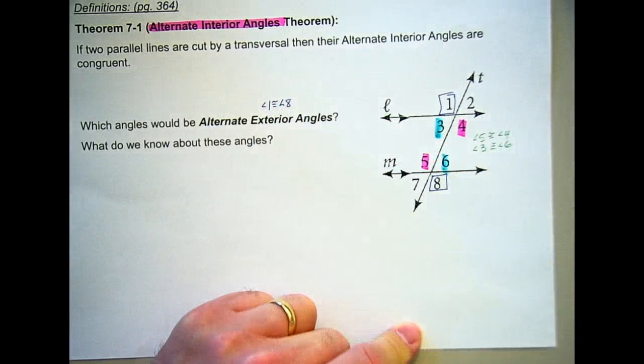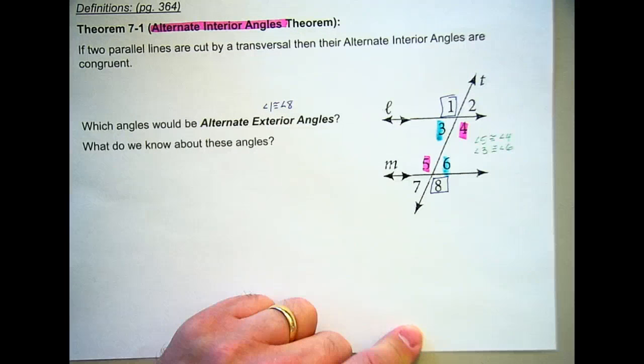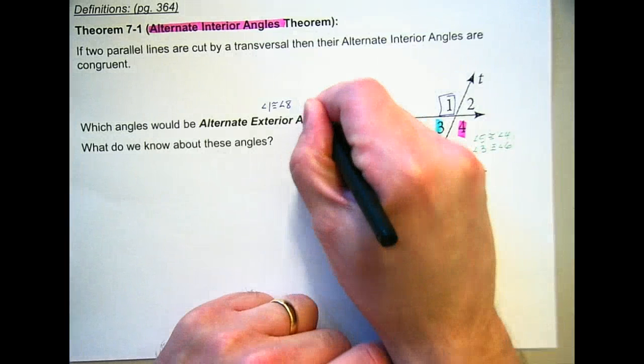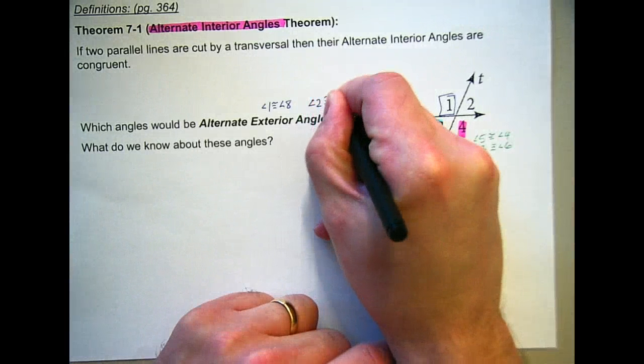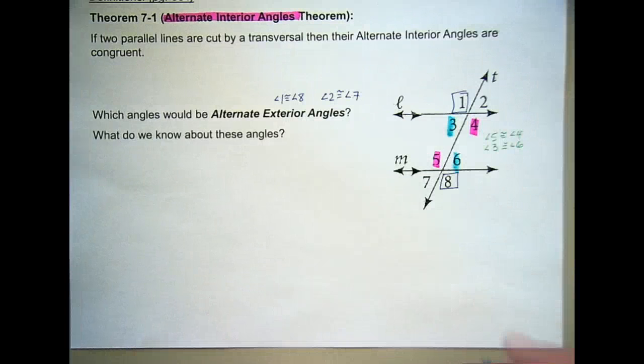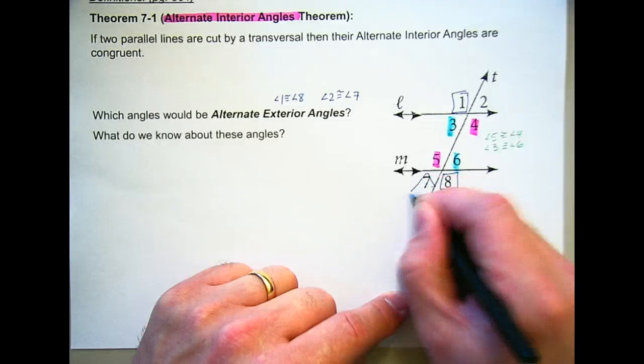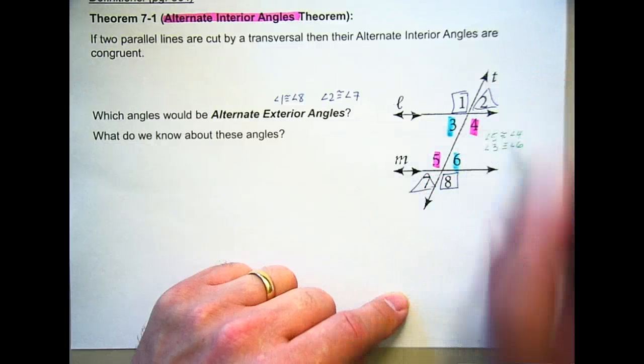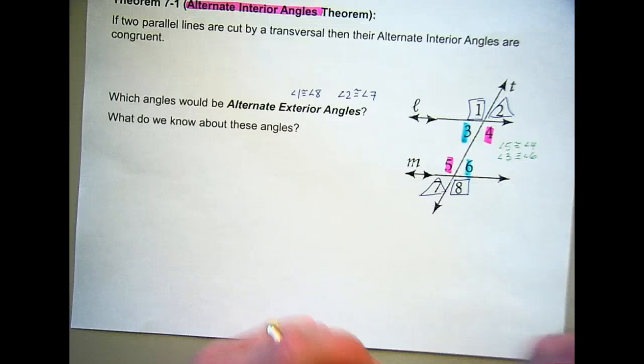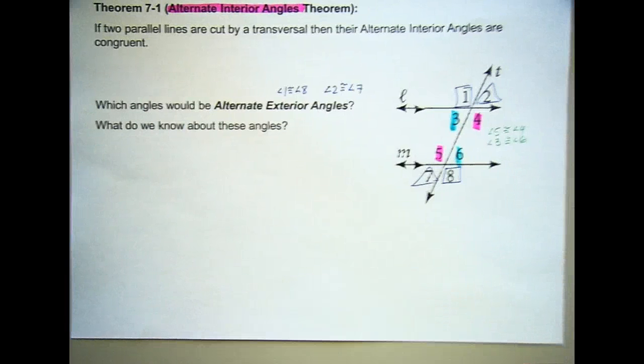What's another set? 2 and 7. Angle 2 is congruent to angle 7. All right. We also know they're congruent. So these guys here, we'll put a triangle there or something. Okay, so we have alternate interior and alternate exterior. They're congruent. We have corresponding angles are congruent.